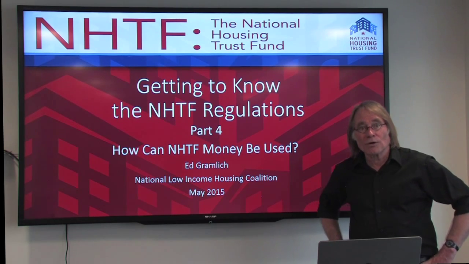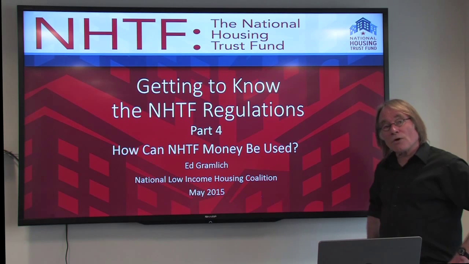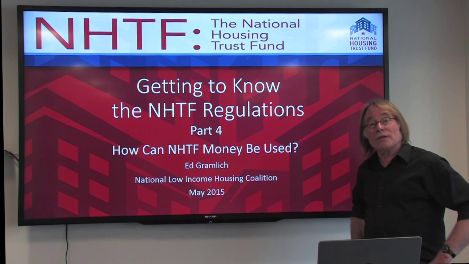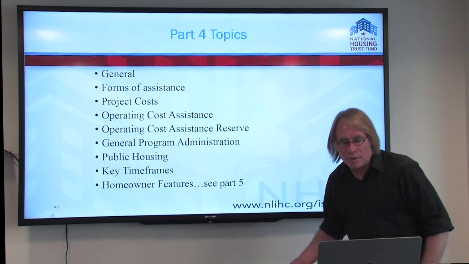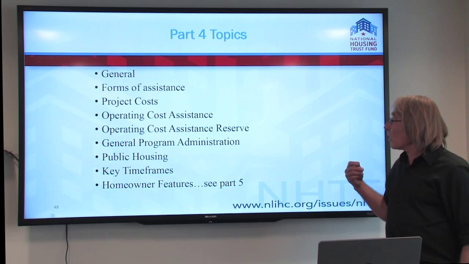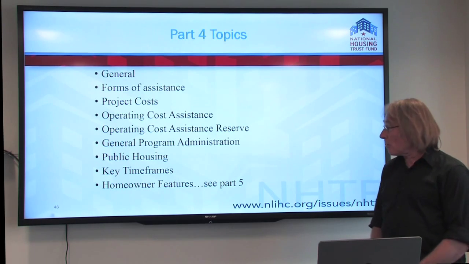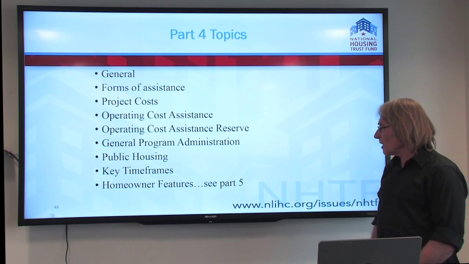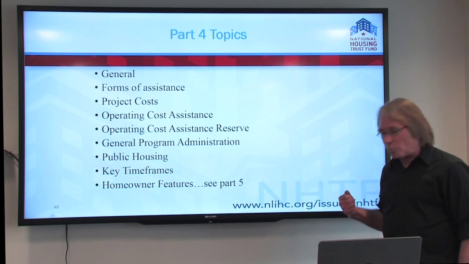Welcome to Part 4 of Getting to Know the National Housing Trust Fund Law and Regulations. Part 4 is all about how you can use the National Housing Trust Fund dollars. Some of the topics that we will be considering are general considerations: the form of assistance, eligible project costs, eligible operating cost assistance, operating cost assistance reserve, general program administration, discussion about public housing, and some key time frames. Homeowner features are eligible activities, but those are discussed in Part 5.